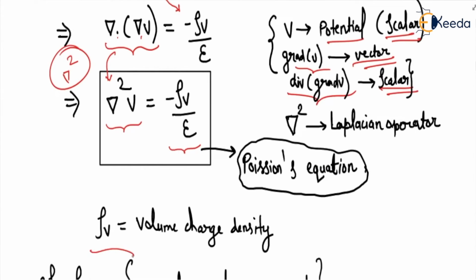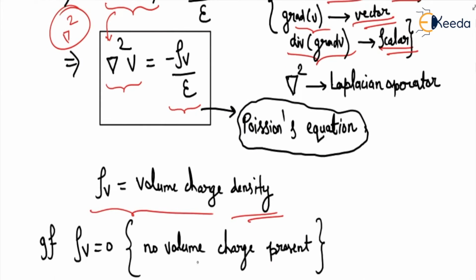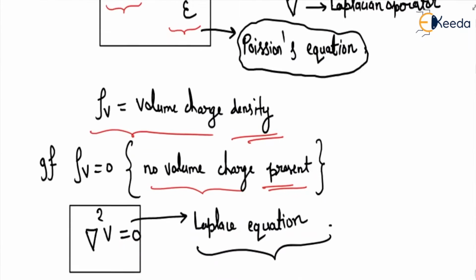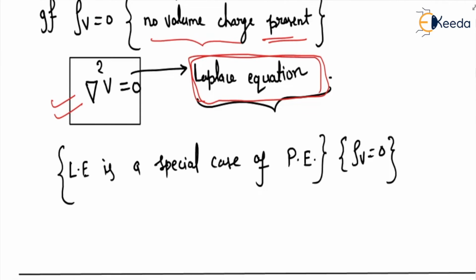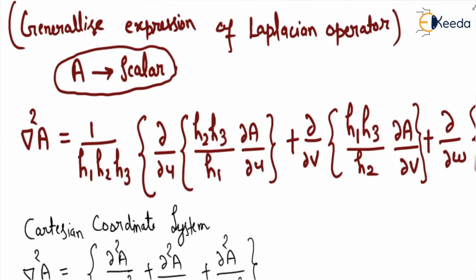The Laplace equation is a special case of Poisson's equation. Here rho V is the volume charge density. If there is no volume charge present in the space, that is rho V is equal to 0, then the equation turns into del square V is equal to 0. It is called Laplace equation. So we can say that Laplace equation is a special case of Poisson equation when rho V is equal to 0.